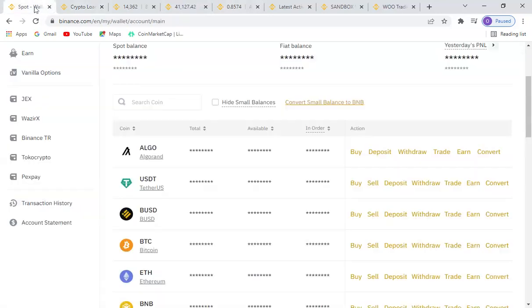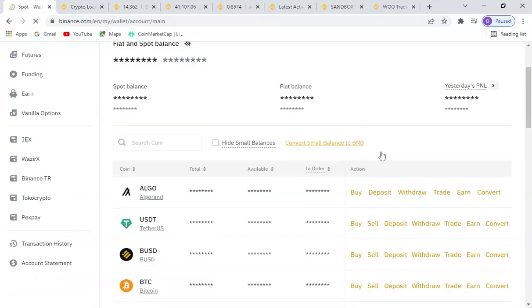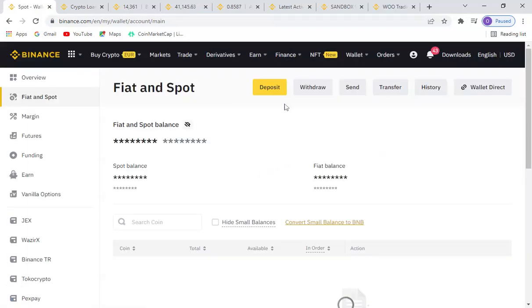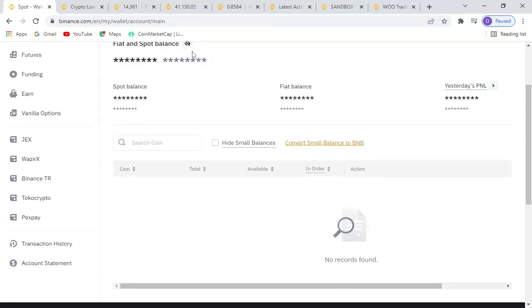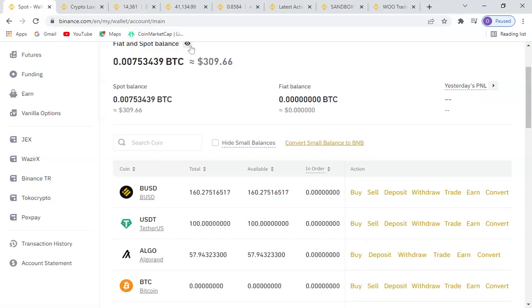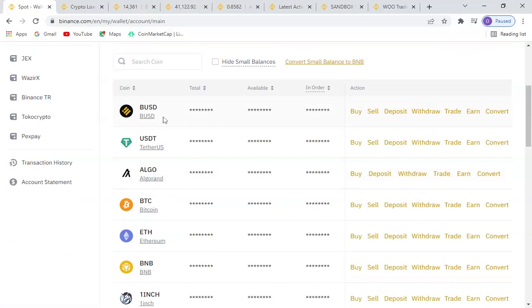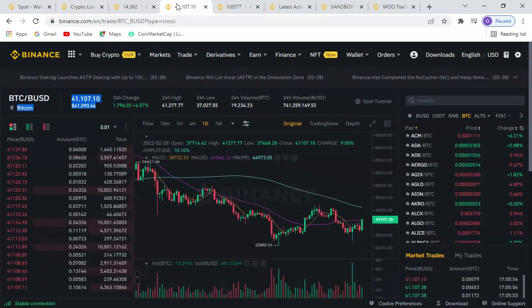You can now go over to your spot trading to check or refresh your menu, and you see that your amount of BUSD has been returned to your spot wallet, while the collateral has also been returned to your spot wallet. We're now going to check the list of cryptos that we currently have on our account. So this is what we have. Argo has been returned, BUSD has been returned.